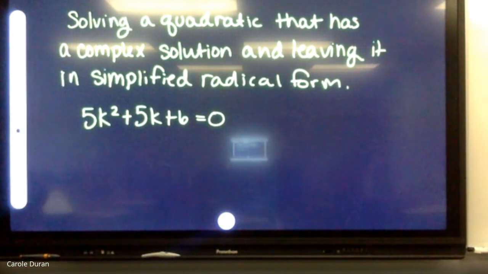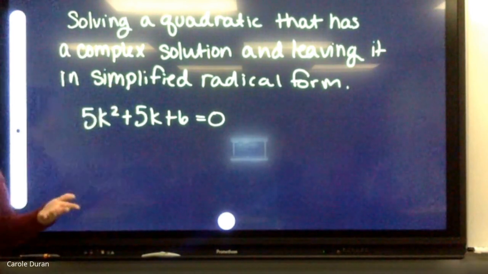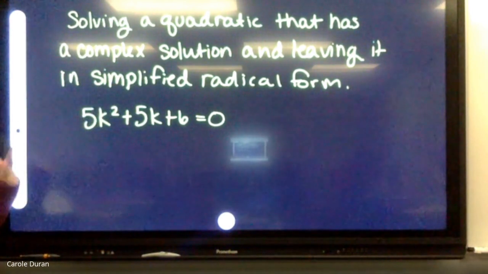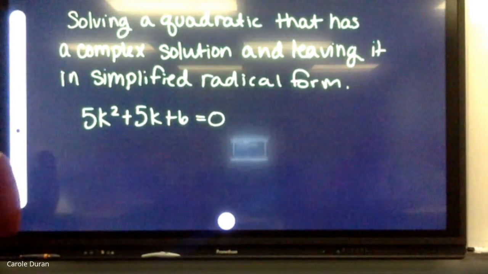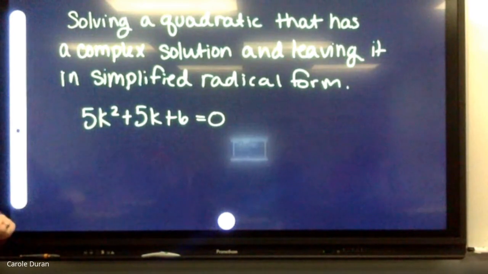This is just a fancy way of saying we're going to use the quadratic formula and we're going to have a complex answer. That's it. The key here is that I do not want a decimal because I said simplified radical form, which is what we've already been doing. And I expect that I'm going to have an i in here somewhere because that's how we create a complex answer. It's something you should have noticed in the notes because it was what we did the first day. If not, you're going to want to play catch up here.